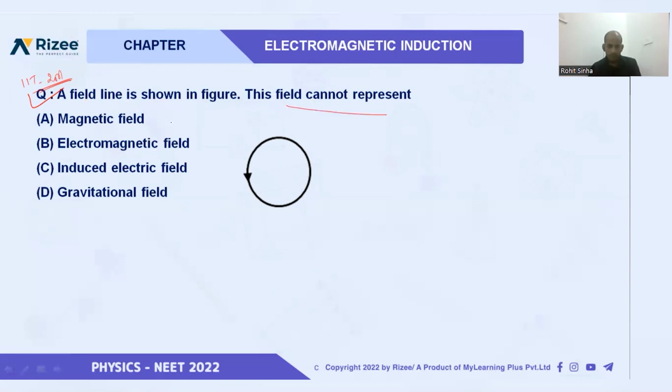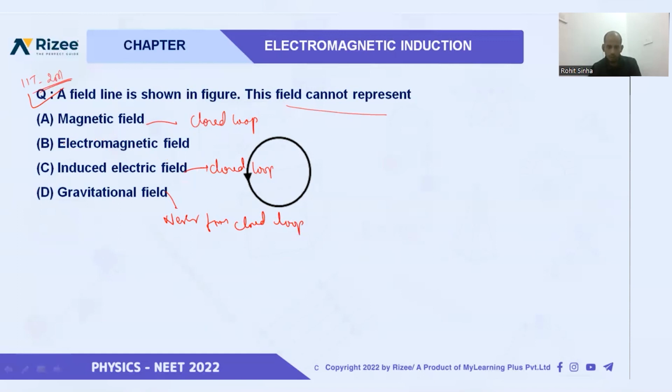Cannot represent this. See, magnetic field, it forms closed loop. Okay, magnetic field forms closed loop. Induced current forms closed loop. We have studied, it forms closed loop. Gravitational field never forms closed loop.